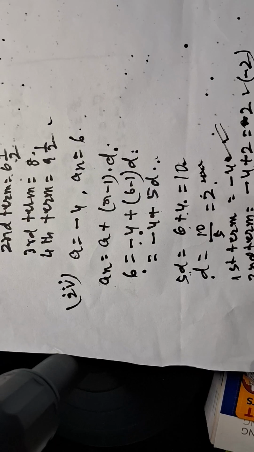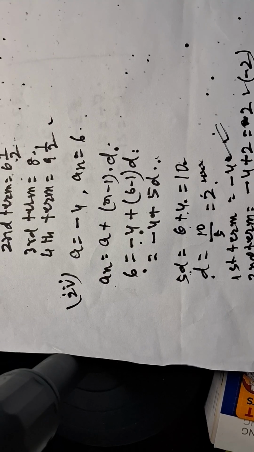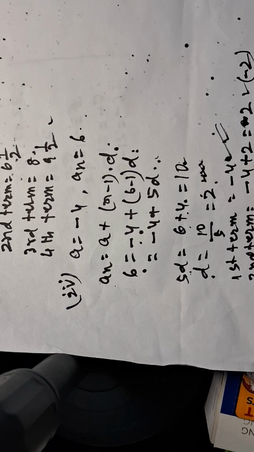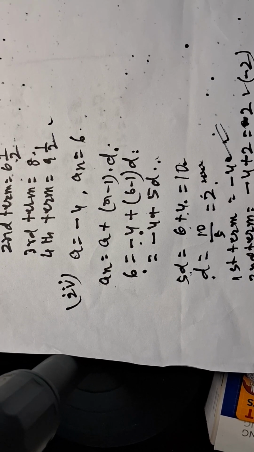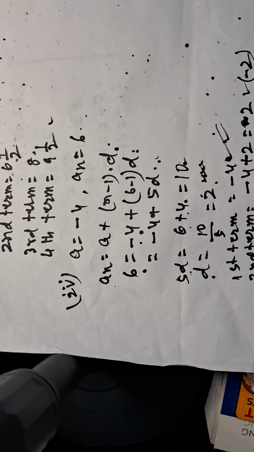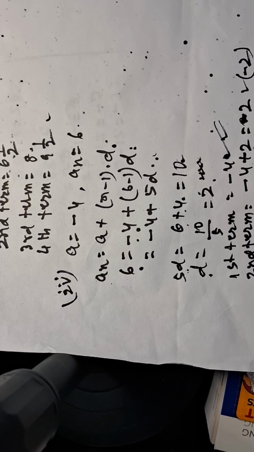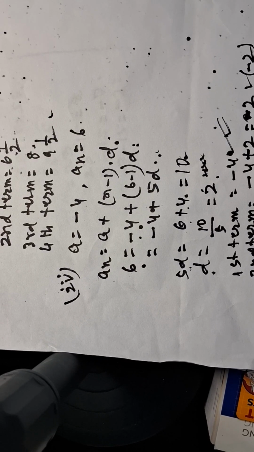Now we will calculate the missing terms. First term is -4, second term is -4 plus 2 because d is equal to 2, so -2, third term is 0, fourth term is -4 plus 3 into 2, -4 plus 6 is equal to 2, which is given.